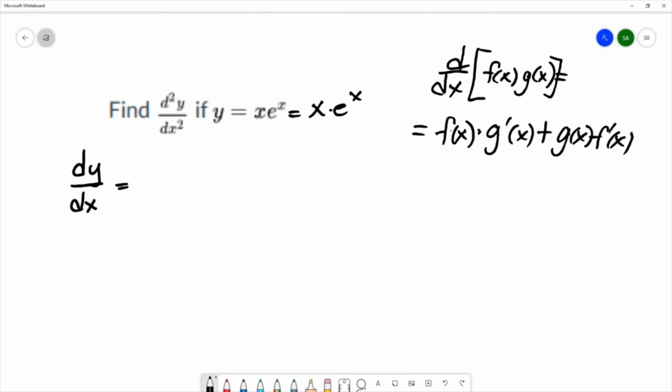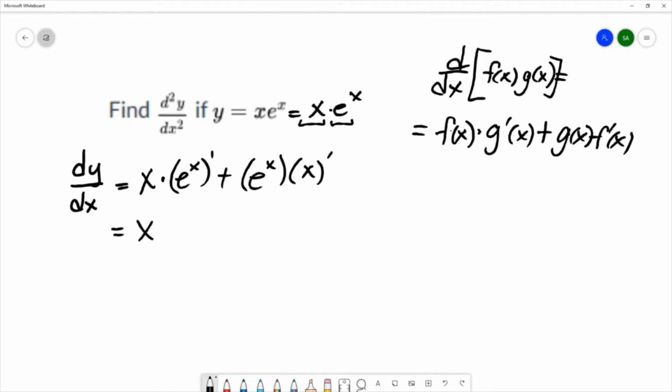So we're going to follow the product rule to calculate the derivative, and we'll use x as my first factor and e to the x as my second factor. So that's the first times the derivative of the second plus the second times the derivative of the first. This is going to give me x. The derivative of e to the x is e to the x. The derivative of x is 1. So we have the first derivative being x e to the x plus e to the x.